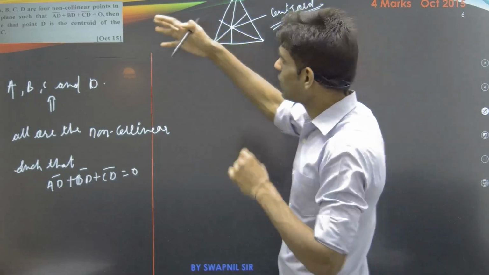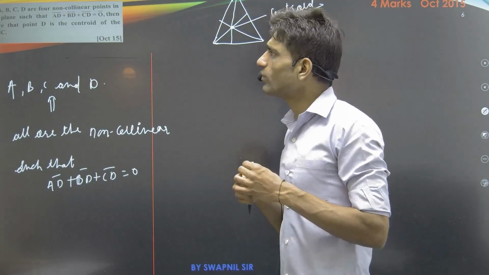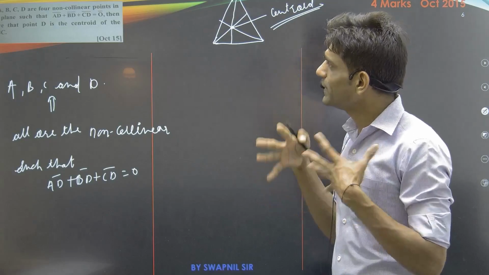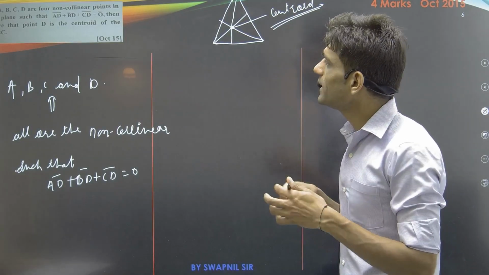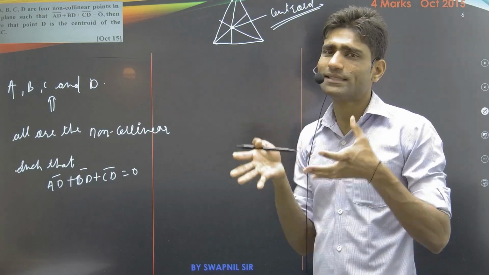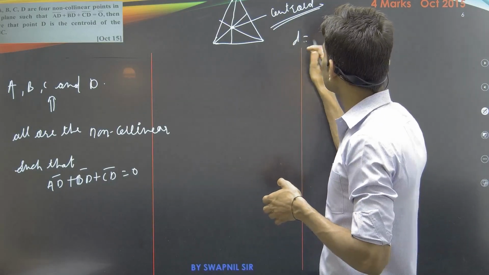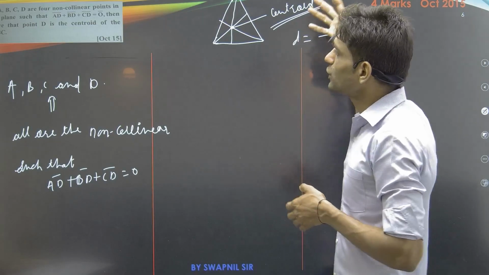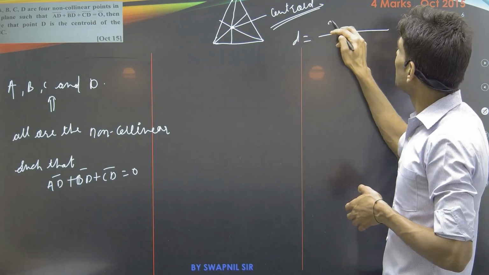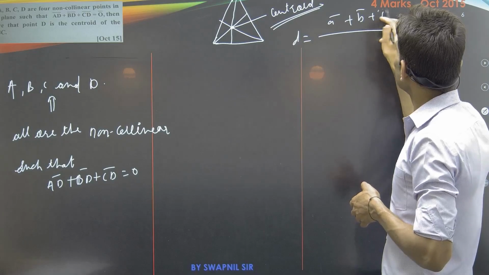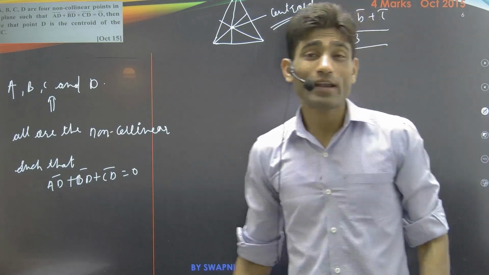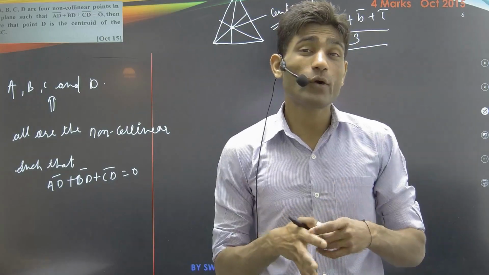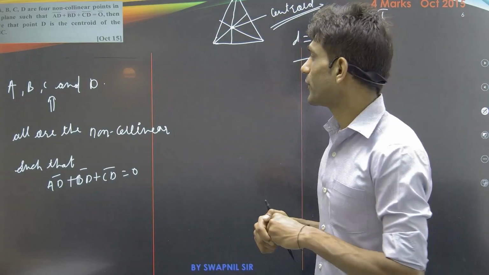So consider we have A, B, C, D, the four non-collinear points, okay? And AD bar plus BD bar plus CD bar, their addition, is equal to 0, okay? Then we have to show that D is the centroid for our triangle ABC. That means we can write D equal to the addition of the three vertices, A bar plus B bar plus C bar, divided by 3. That condition we have to prove here, which we call the centroid for our given figure, okay?